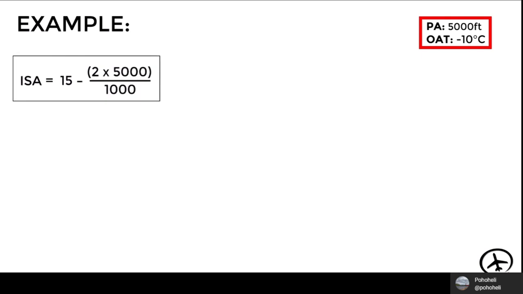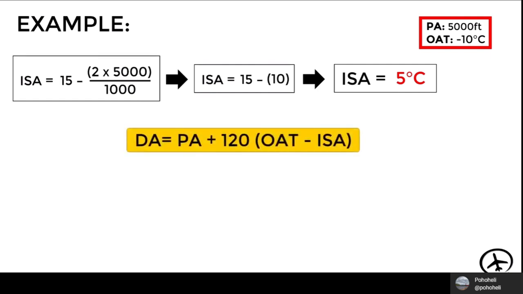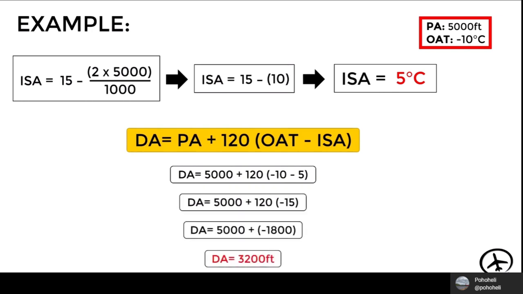Suppose we have the same conditions as in the previous example. The first step then is to calculate the standard temperature at 5,000 feet. So we apply the corresponding formula, obtaining a temperature of 5 degrees Celsius. Once we have this information, we can now replace the values in the density altitude formula, obtaining as a result a density altitude of 3,200 feet.